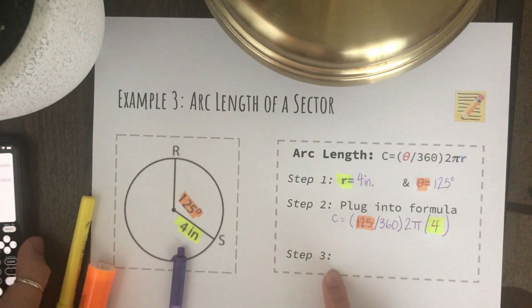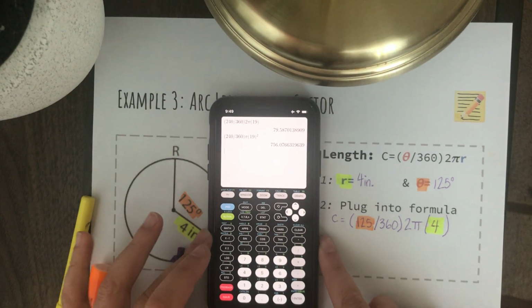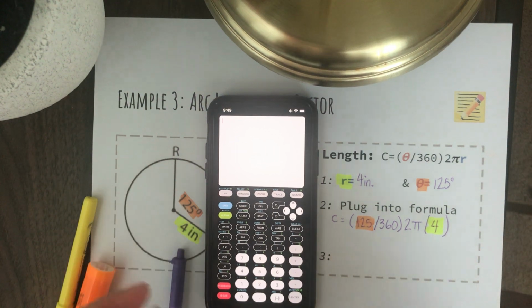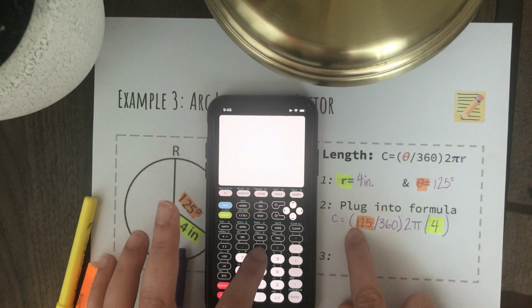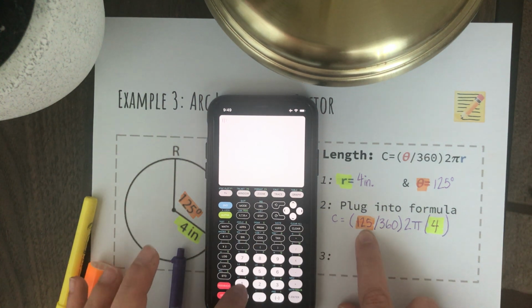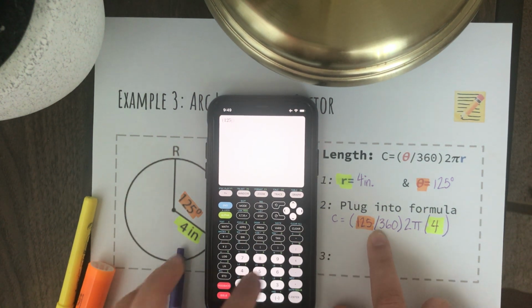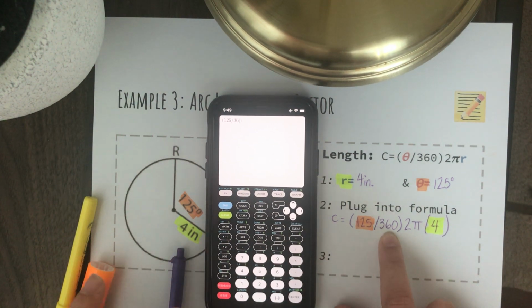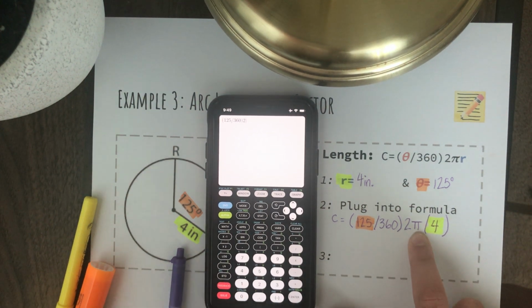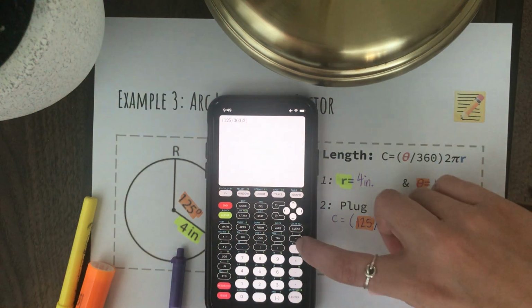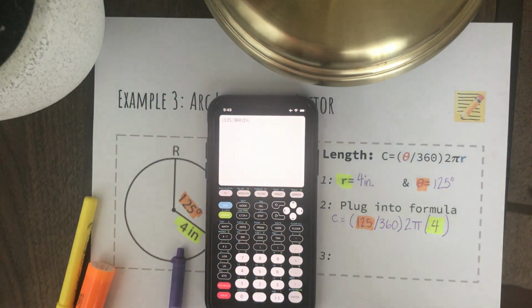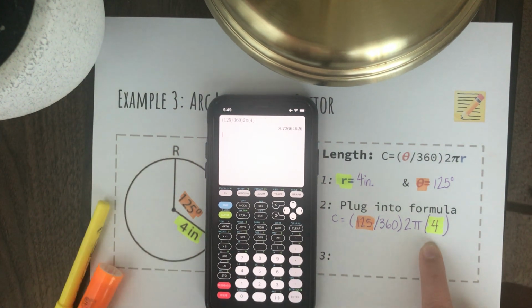So step 3 is to simply calculate. What you're going to do is, again, type it into your calculator. So let's do it again together. And I encourage you to try typing into the calculator along with me so that you know you're typing it correctly. And when you do your task, you know that you're confident using your calculator. So open a parenthesis. 125 divided by 360, close the parenthesis, 2 pi, so 2, and then pi is second here above the division sign, open a parenthesis, 4, close it, and enter.